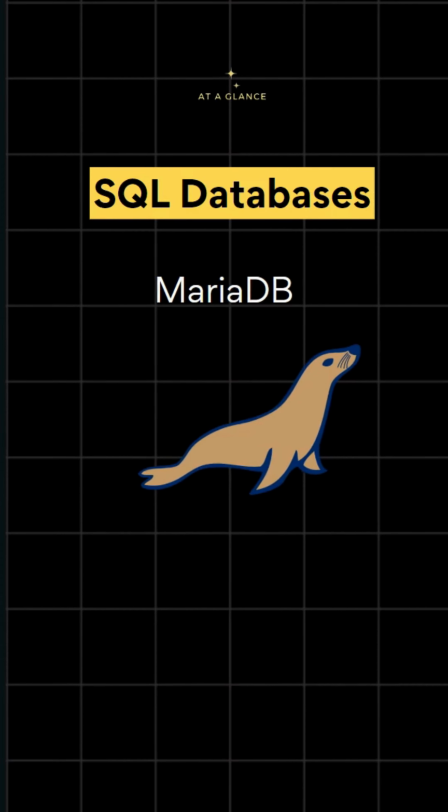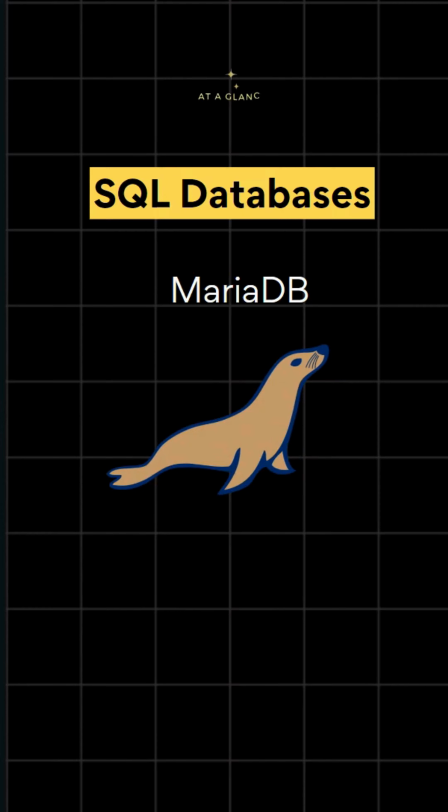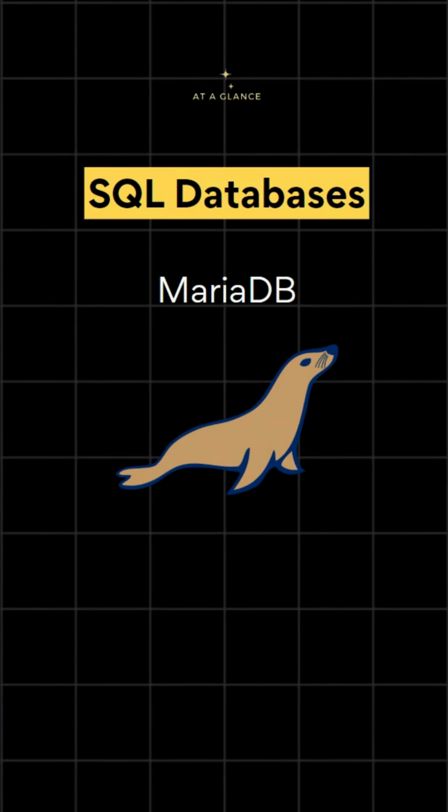Lastly, we have MariaDB. It is also an open source relational database management system that is a drop-in replacement for MySQL, designed for high availability and scalability. It is employed by applications like WordPress, Google, and Wikipedia.